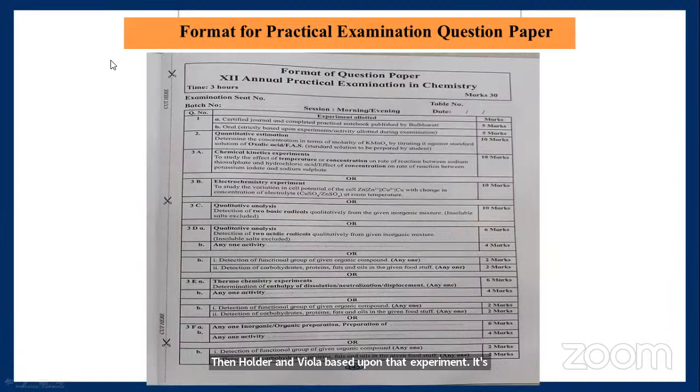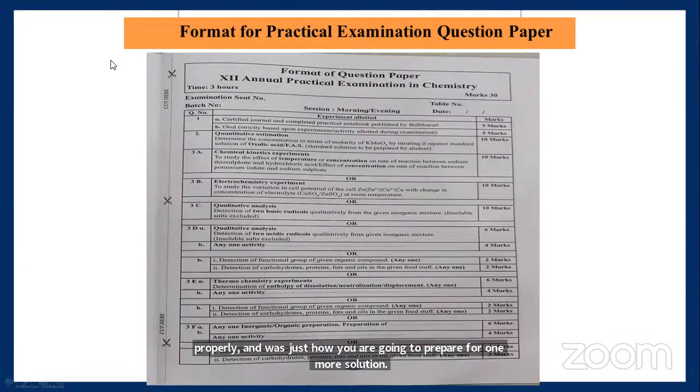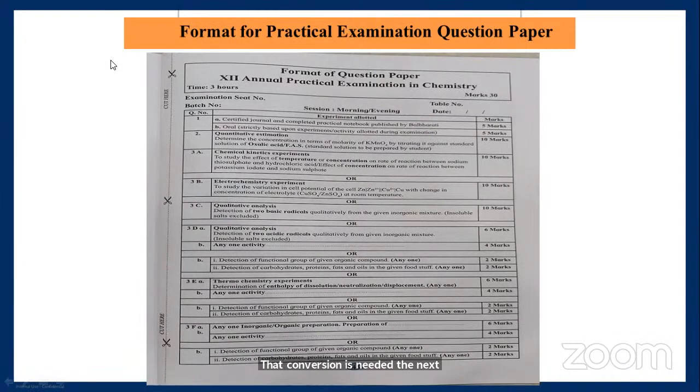Qualitative analysis. Titration, volumetric titration, 10 marks. For volumetric titration part A, you have to write it properly. Conversion, how you are going to prepare 0.1 molar solution, that conversion is needed. The next is the observation table.